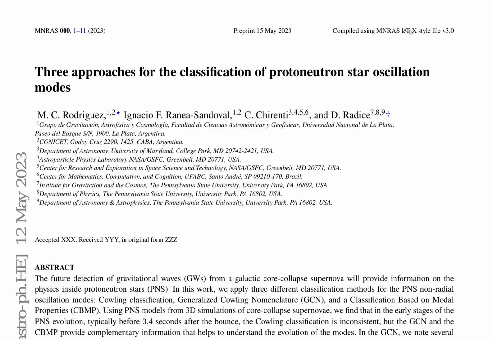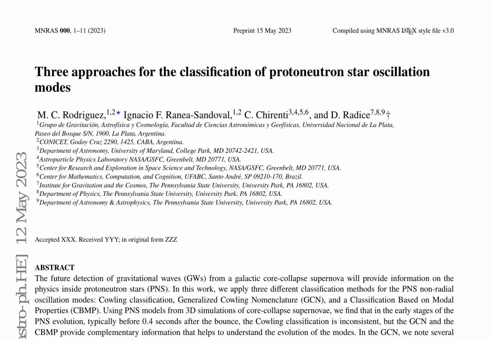This research paper introduces three approaches for classifying protoneutron star (PNS) oscillation modes, which is crucial for understanding the physics inside PNSs and detecting gravitational waves (GWs) from galactic core collapse supernovae. The authors apply the Cowling classification, Generalized Cowling Nomenclature (GCN), and classification based on Modal Properties (CBMP) to PNS models from 3D simulations of core collapse supernovae.